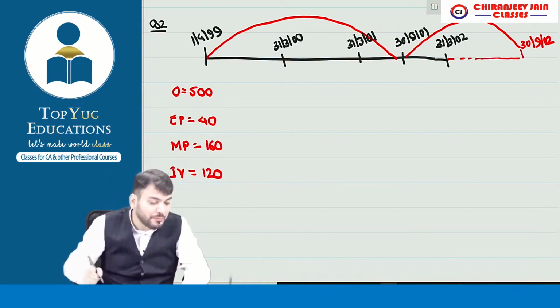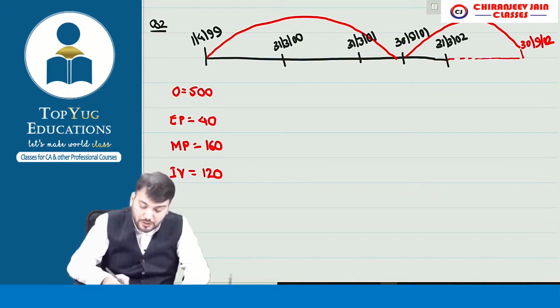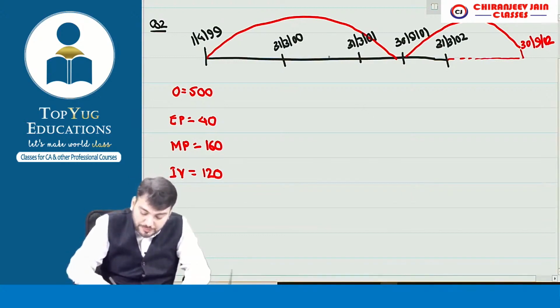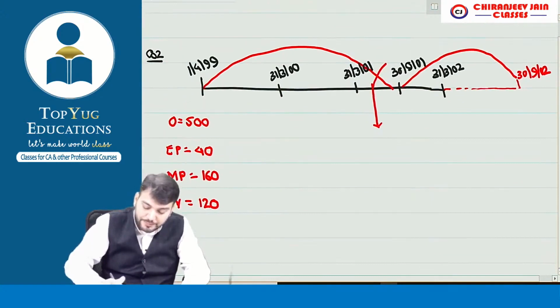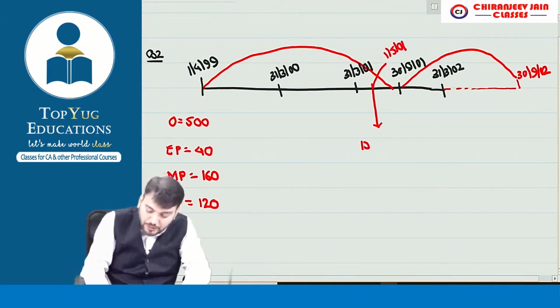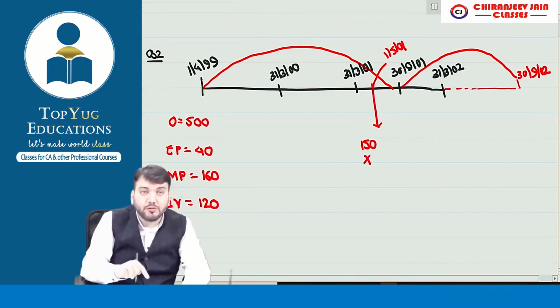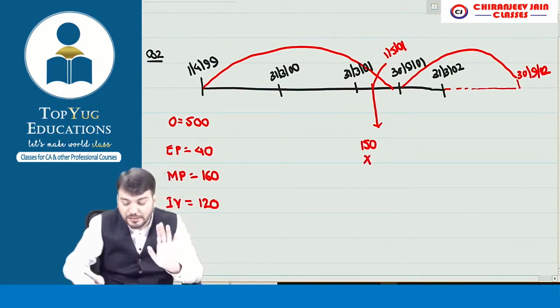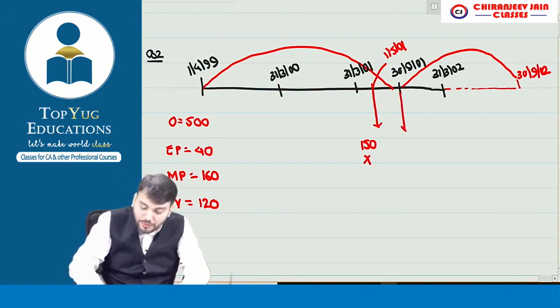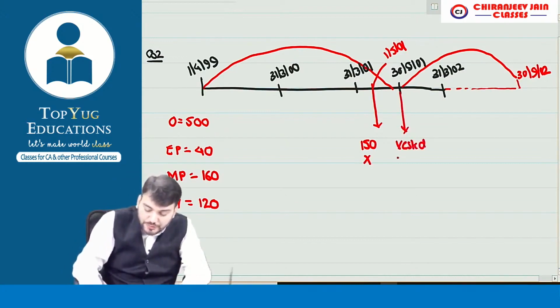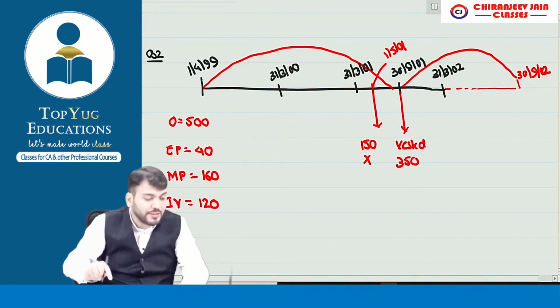Then what they have said, 150 unvested options were lapsed on 1/5/2001. So on 1/5/2001, 150 options were cancelled. So out of 500, 150 are gone, so how much is left? 350. Means how many options vested? So vested options are how much? 350. Vested options are 350.